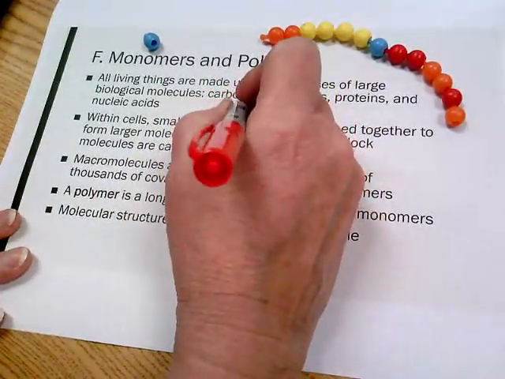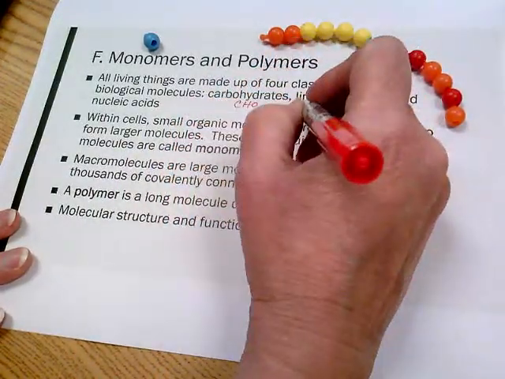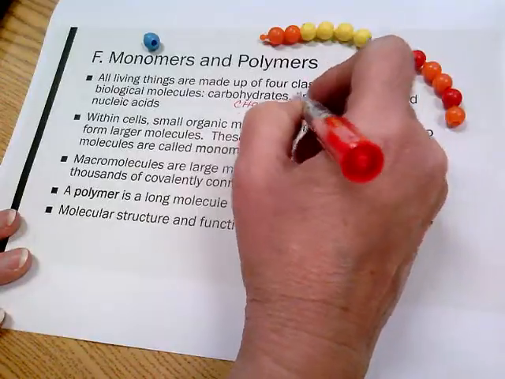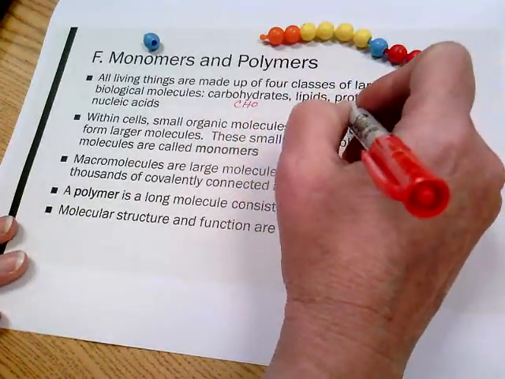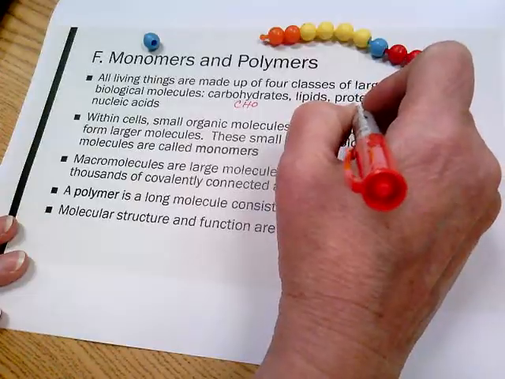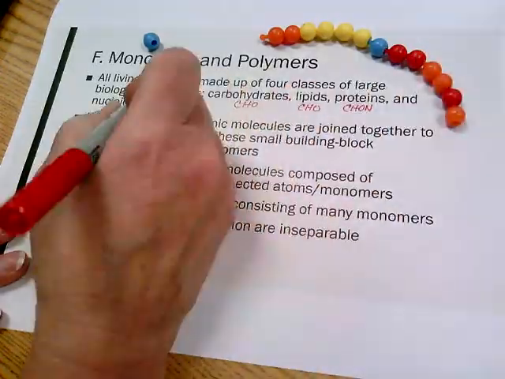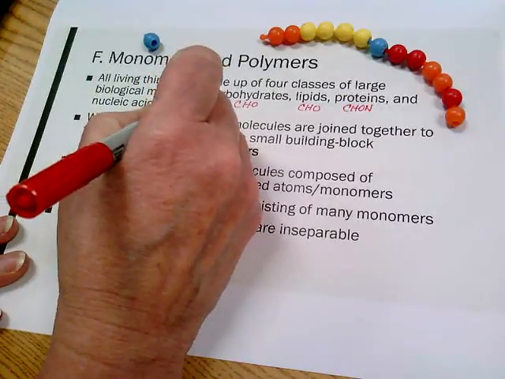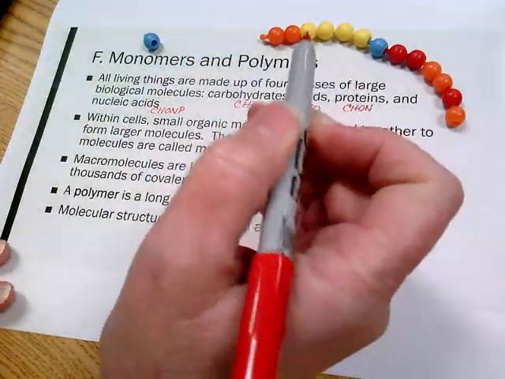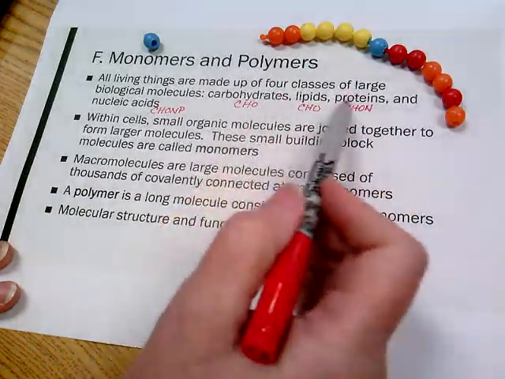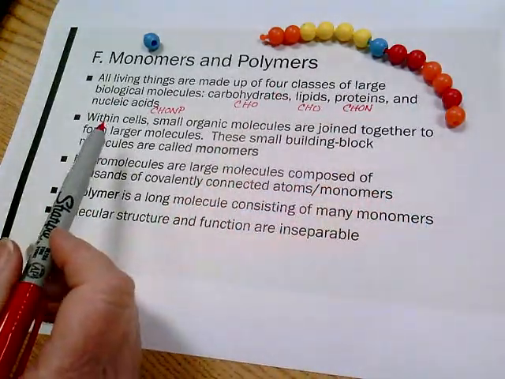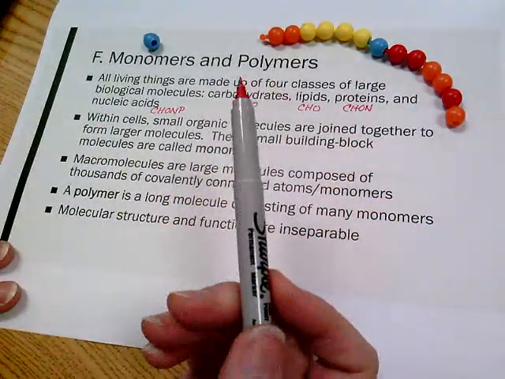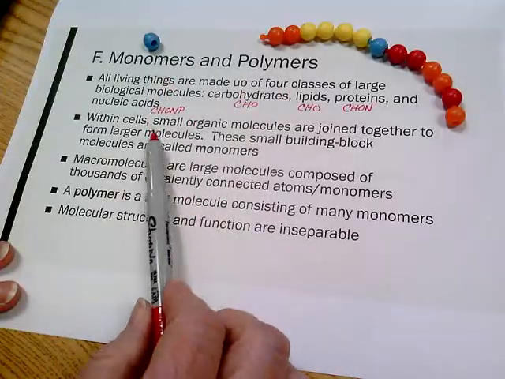Carbohydrates, you always find carbon, hydrogen, oxygen in them. Same with lipids. A little bit more of the carbon and hydrogen, a little less oxygen. Proteins have carbon, hydrogen, oxygen, and nitrogen. And of course, the nucleic acids have carbon, hydrogen, oxygen, nitrogen, and phosphorus. Okay, so we're going to see each of these groups have a monomer form, and each of these groups have definitely polymer forms.